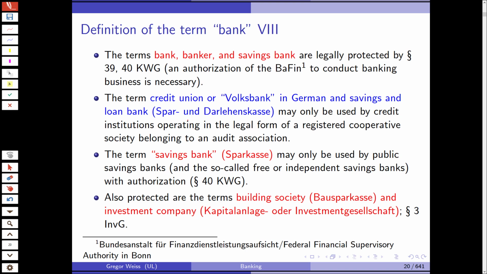Why? Because you can't call yourself a doctor or a physician. You can't call yourself a psychologist or a psychological therapist. Those are names that are protected under law and restricted for those who have certain qualifications. In the case of a bank, you need authorization and a license to operate, and that is granted by BaFin. Same with credit union. Now let's make one thing sure.